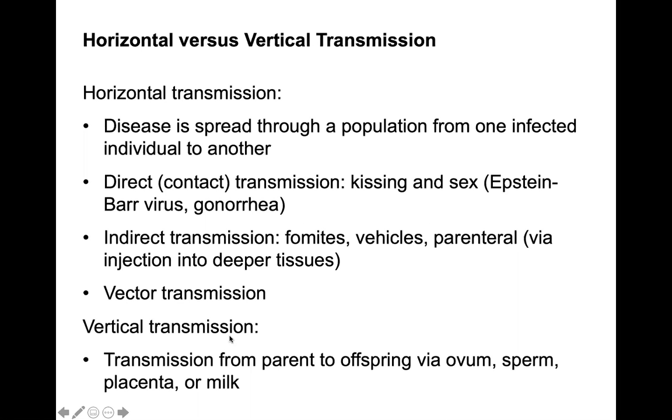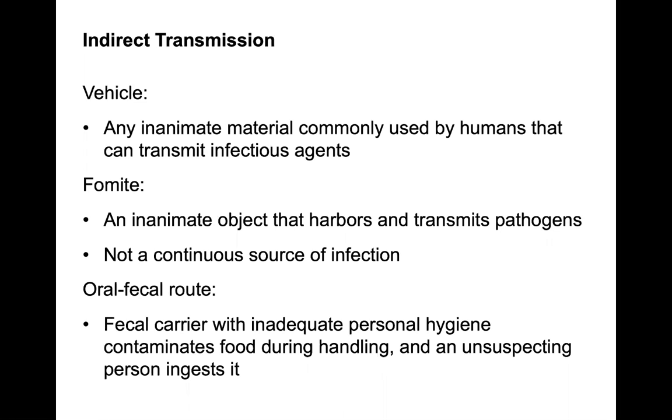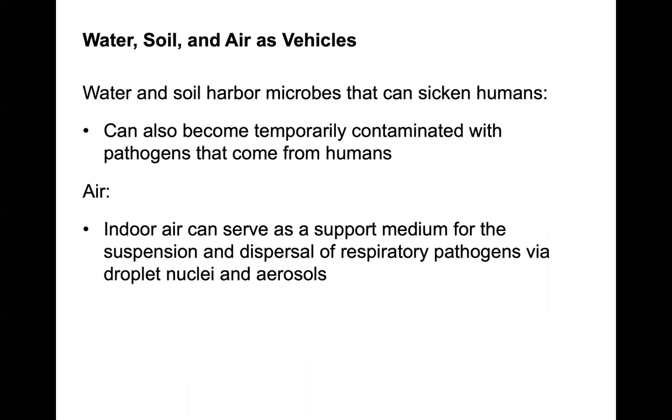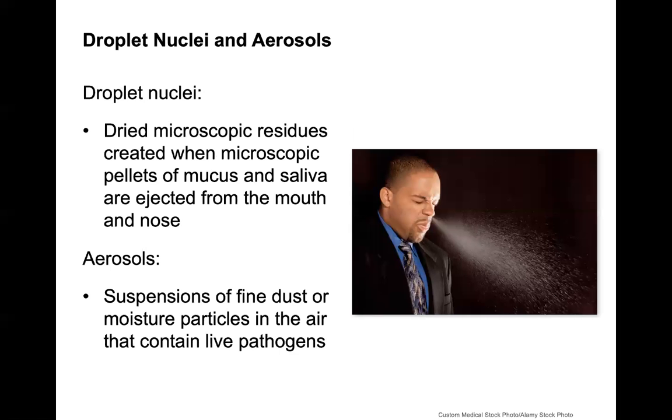You also have horizontal and vertical transmission. Horizontal: the disease is spread through a population from one infected individual to another. Vertical: the transmission is from a parent to an offspring. Indirect transmission is through some type of vehicle or fomite. A vehicle would be any inanimate material commonly used by humans that can transmit infectious agents. A fomite would be an inanimate object that harbors and transmits pathogens, but is not a continuous source of infection. Water, soil, and air can act as vehicles. If you've never seen a sneeze, there's a sneeze. You can get aerosolization.